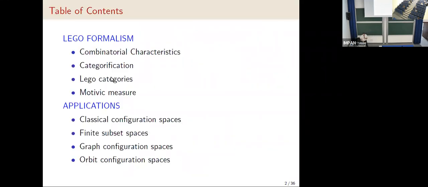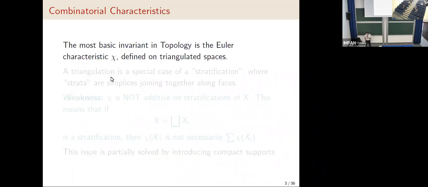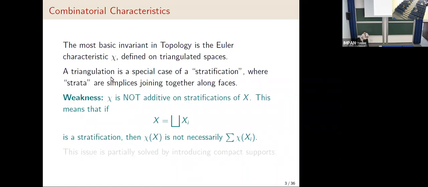So this is the plan. The first part is explaining some construction and theory, and then the applications. I want to get to the applications eventually. The most basic invariant is topology, obviously, and a triangulation. When you compute the Euler characteristic on a triangulation, that's a stratification. So you just don't use the spaces.